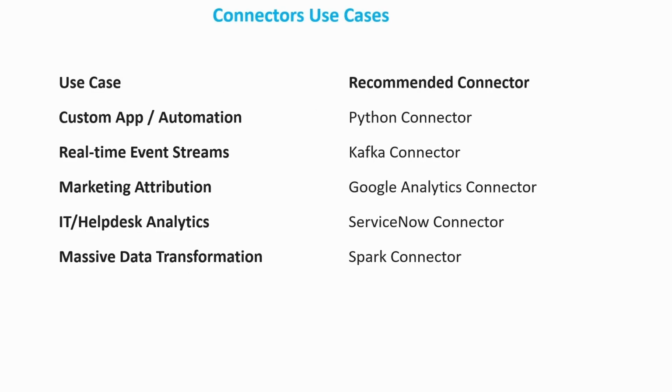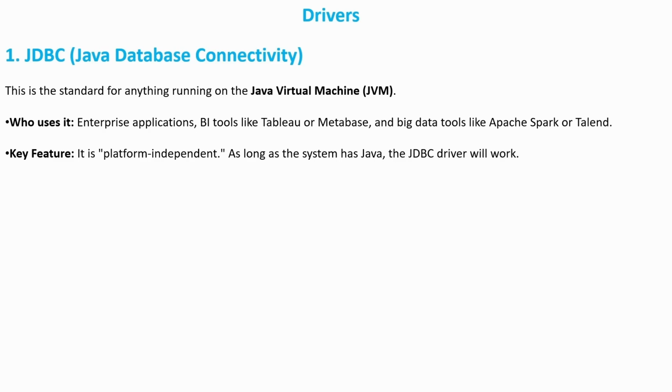If we talk about use cases now, if you are working on a custom app or automation, Snowflake recommends using the Python connector. If you are working on real-time event streams, Snowflake recommends the Kafka connector. If your use case includes marketing attribution, Snowflake recommends the Google Analytics connector. Similarly, for IT and help desk analytics, Snowflake recommends the ServiceNow connector. And for massive data transformation, Snowflake recommends the Spark connector because it has the capability of MPP, which is massive parallel processing.